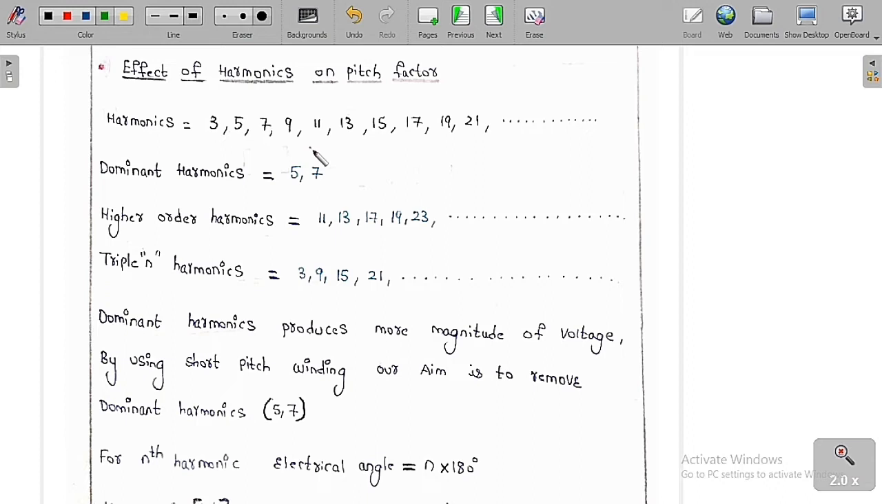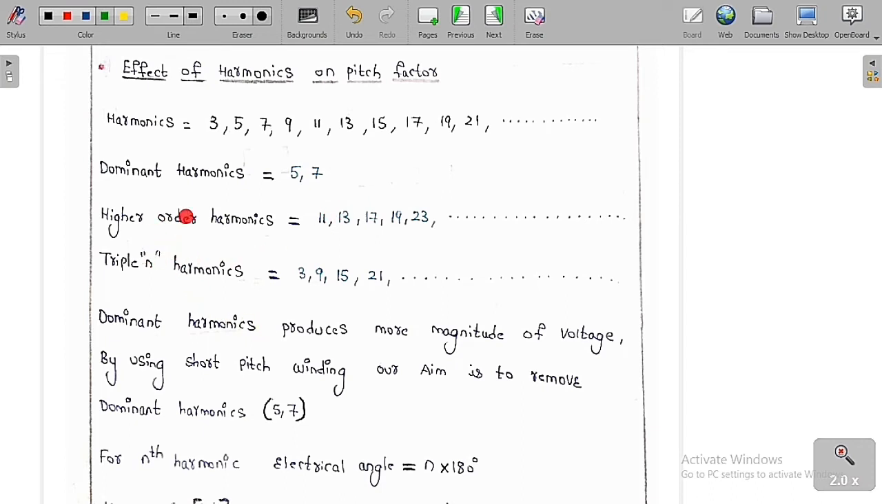Even though you give the rated voltage and rated supply, it still rotates at a very low speed, nearly 1 by 7th of the synchronous speed, because of these dominant harmonics, the most culprit of these harmonics, which are the 5th and 7th.